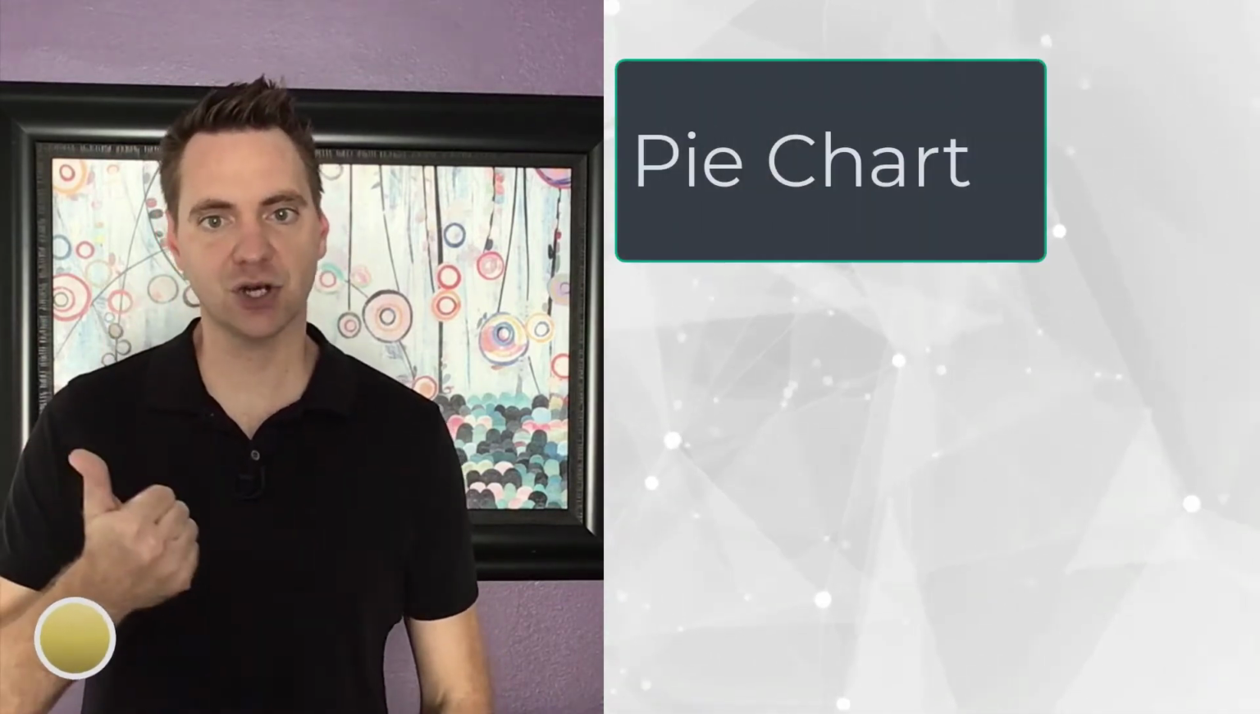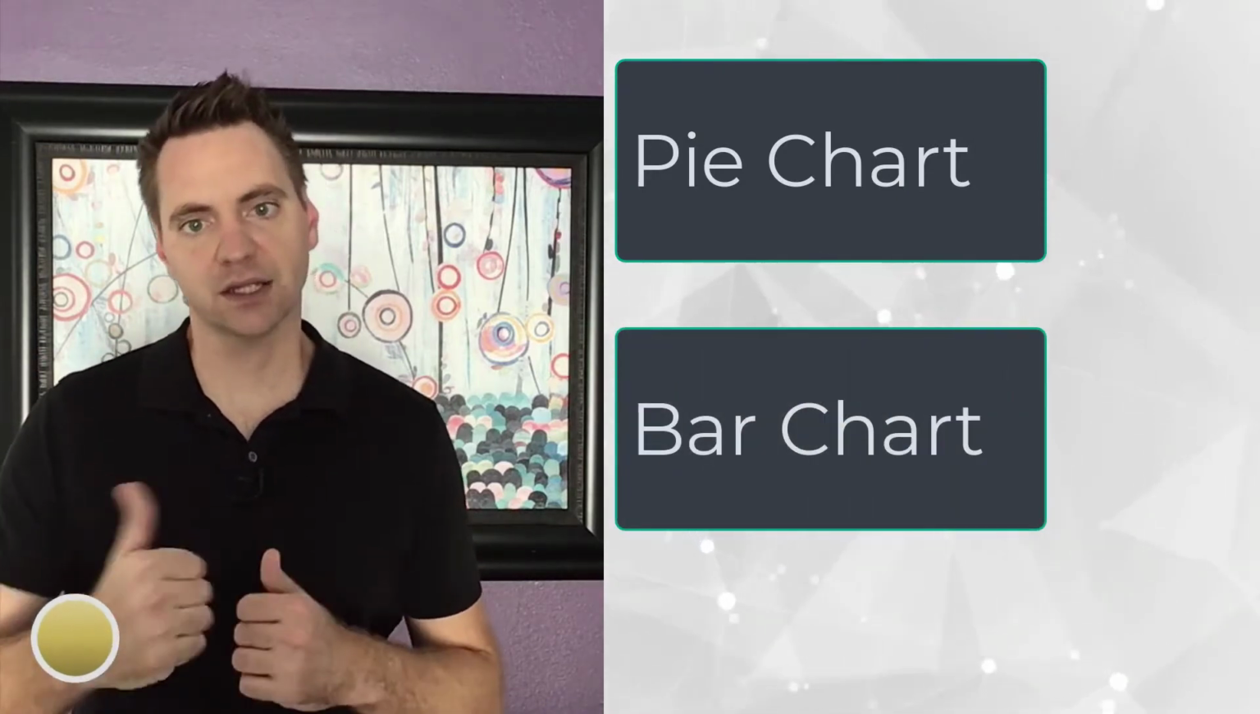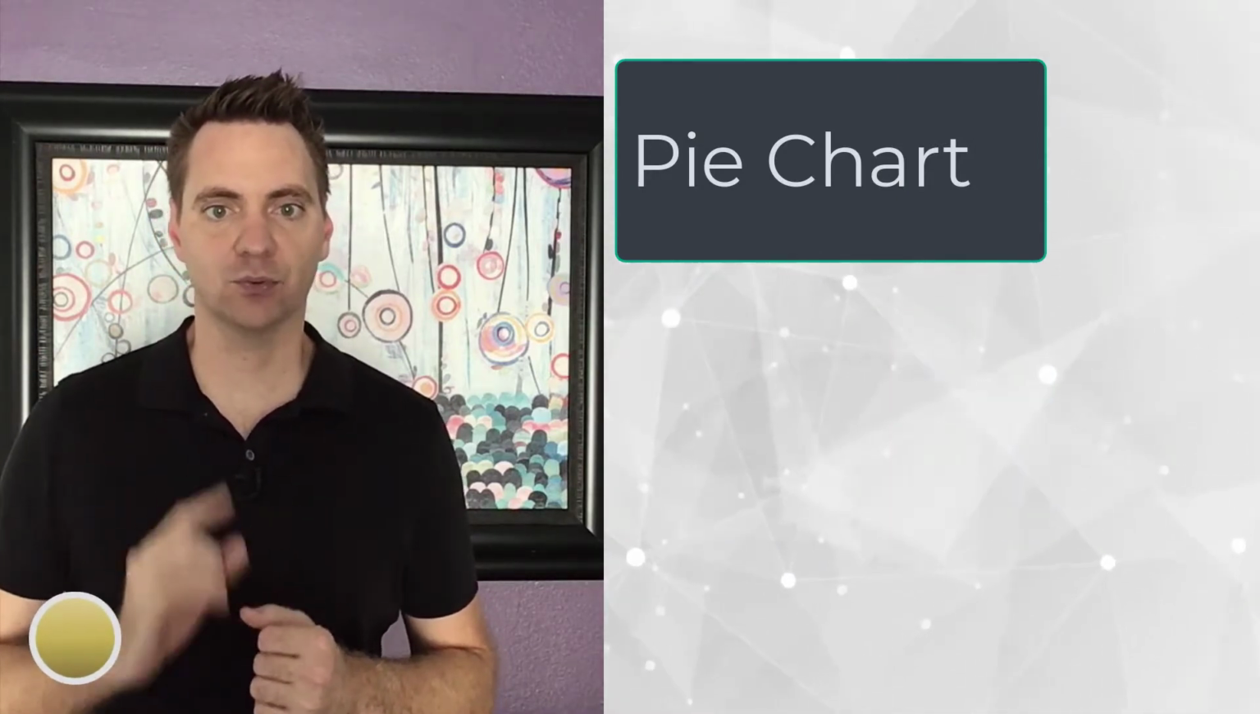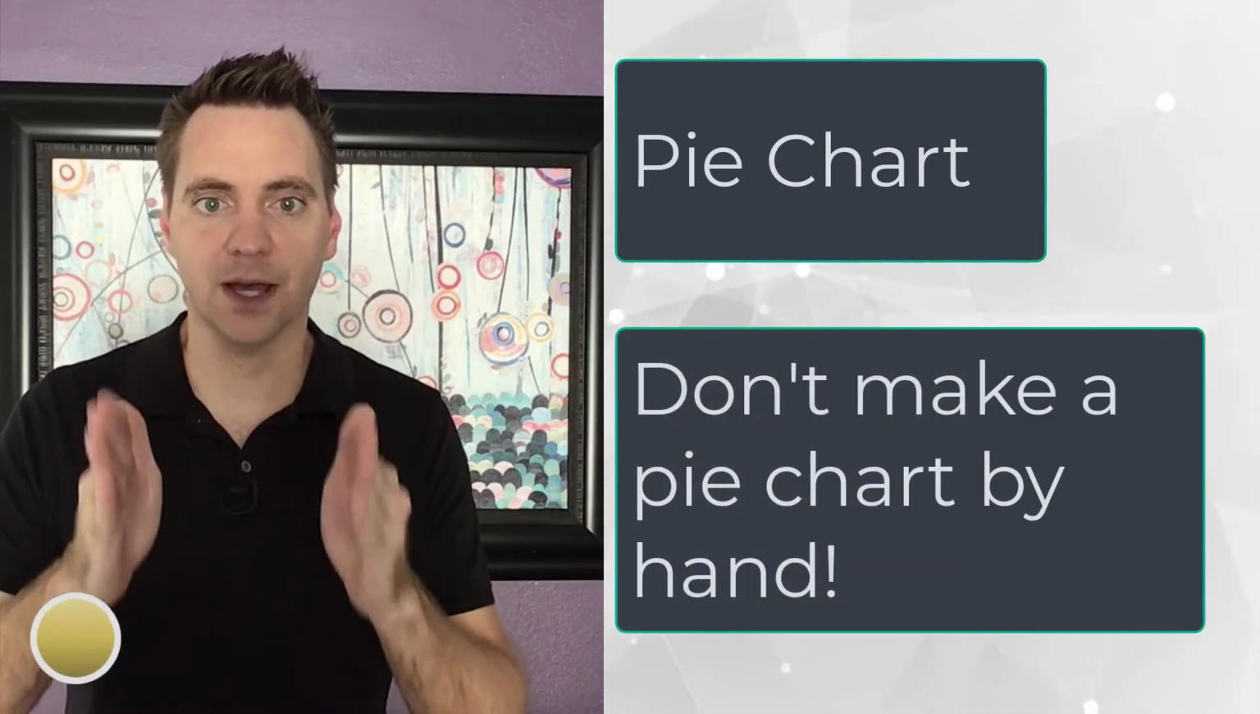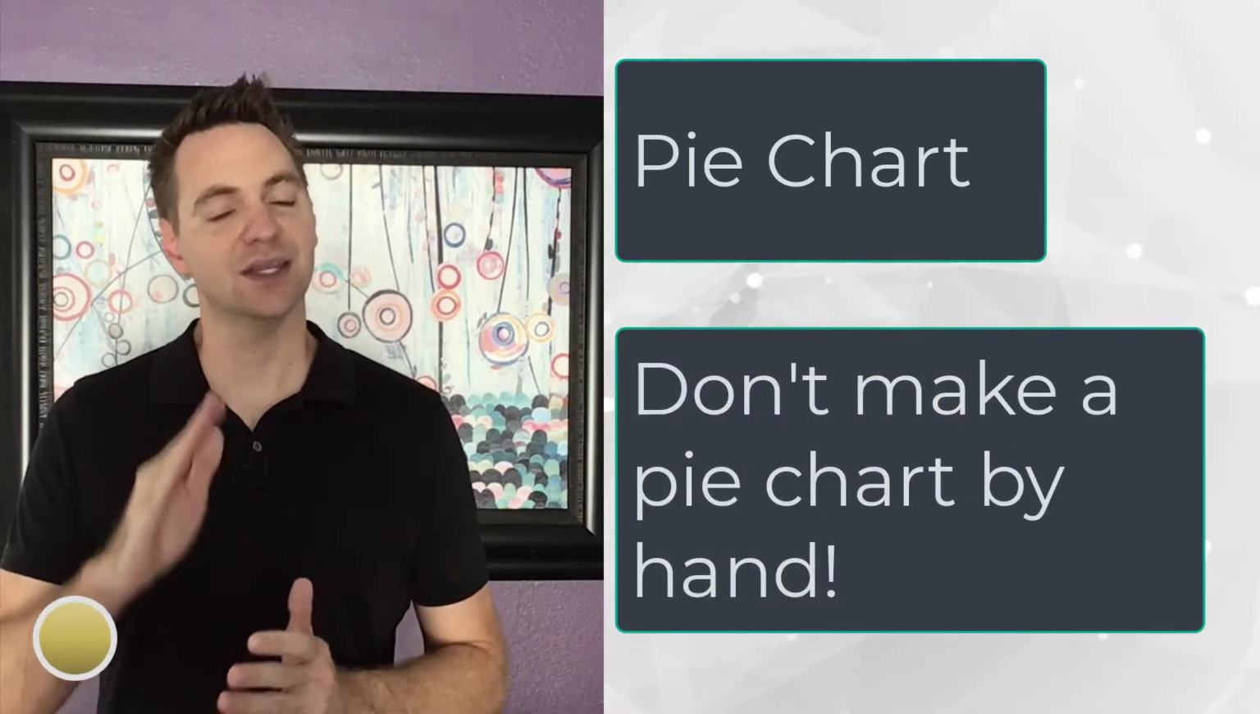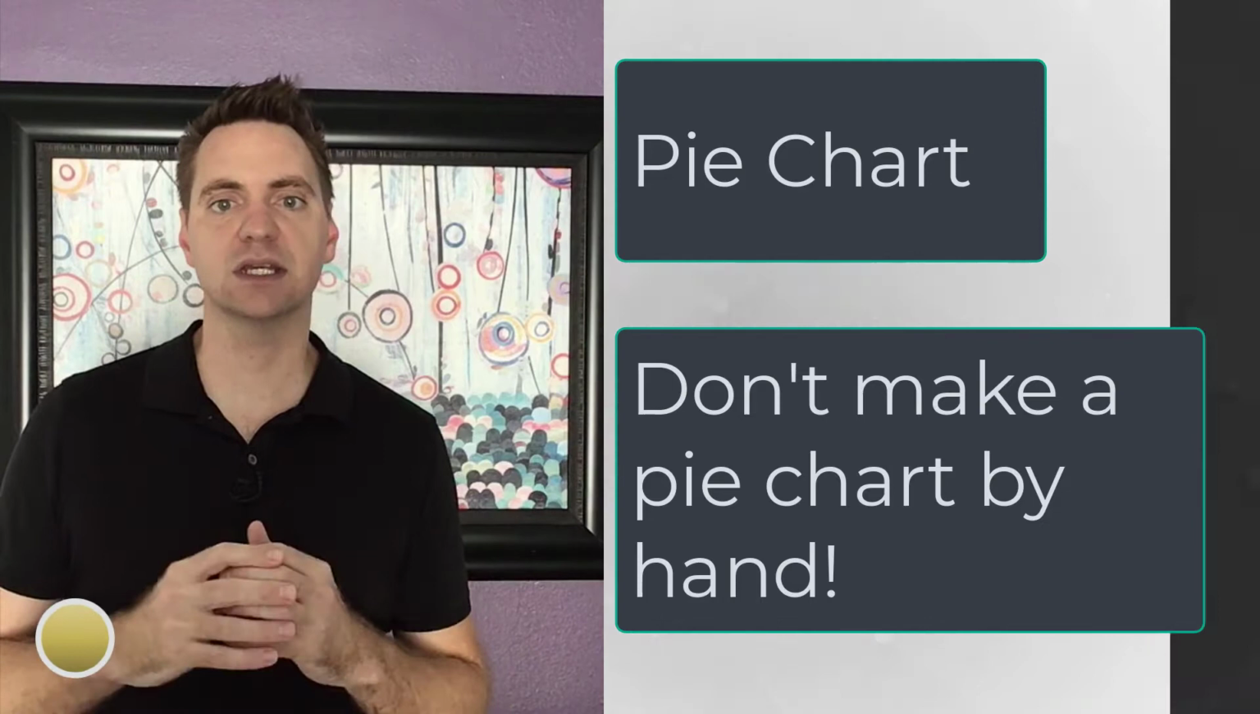There are lots of ways to represent frequencies or relative frequencies, but we are really fond of two of them, the pie chart and the bar chart. Let's start with the pie chart and begin with one simple rule. Don't make a pie chart by hand. It's far too difficult to draw these things accurately in any efficient way. So just don't. Now, what does a pie chart need?